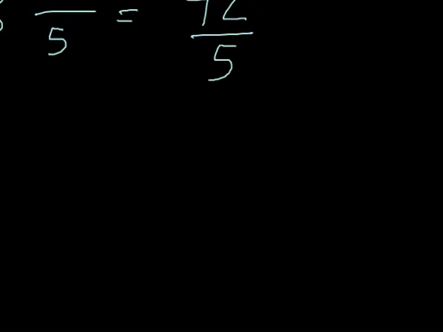And then how do we change a mixed number into an improper fraction? It is times and add. So you multiply the denominator by the whole number and add the numerator.